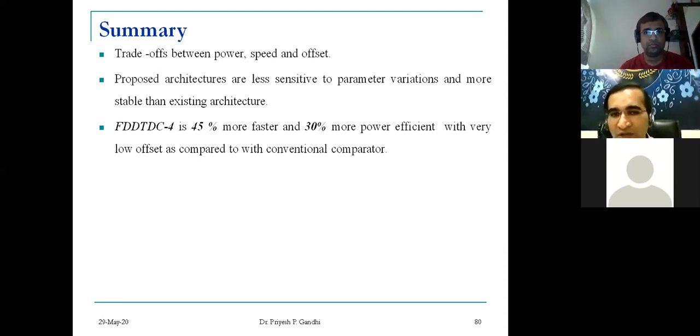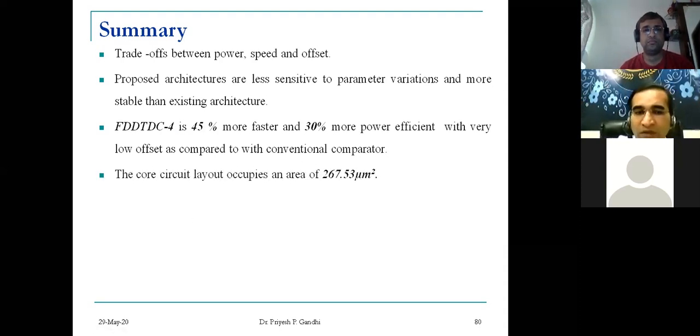But here we have mixed both the concepts into a single design. Our design is fully differential, and the design is also double tail. So from that we can find out that FDD TDC4, that is our last comparator, the ultimate comparator, is 45% faster and 30% more power efficient with very low offset as compared to the conventional comparators which we have compared.